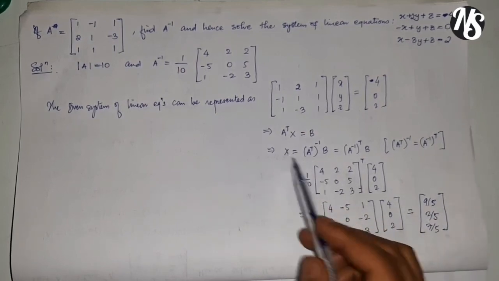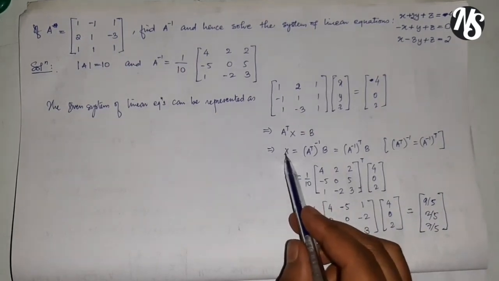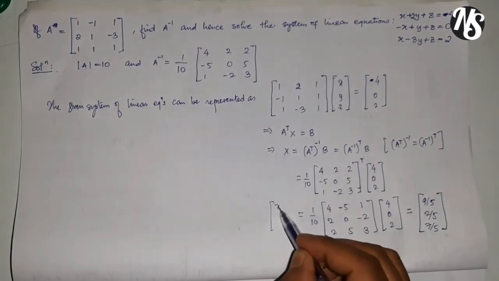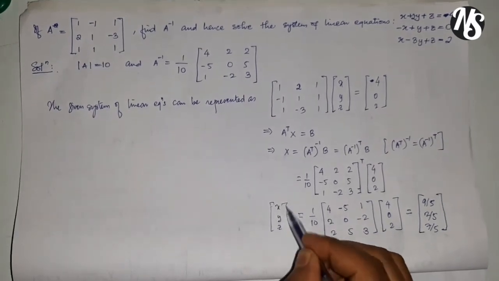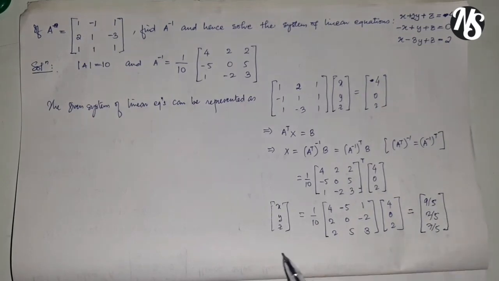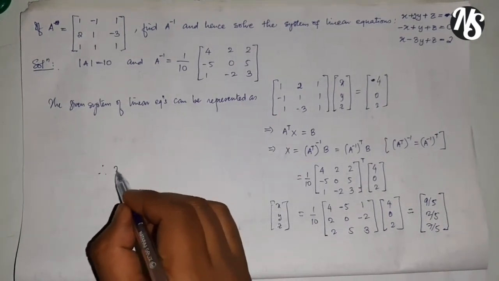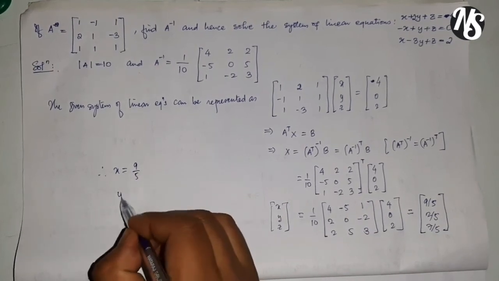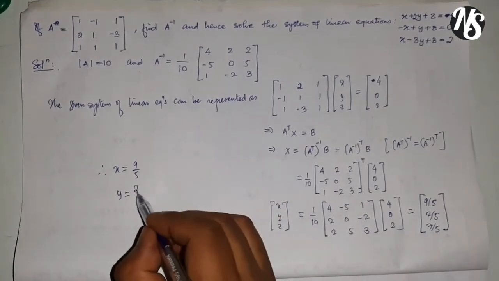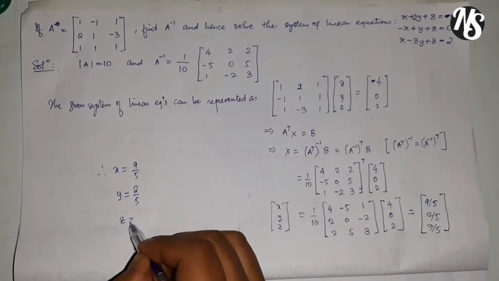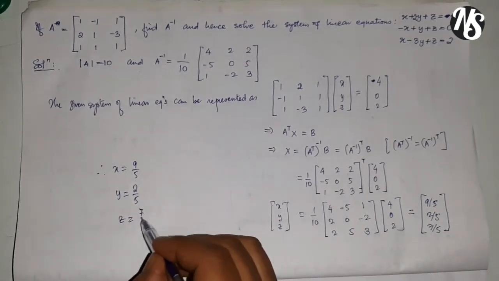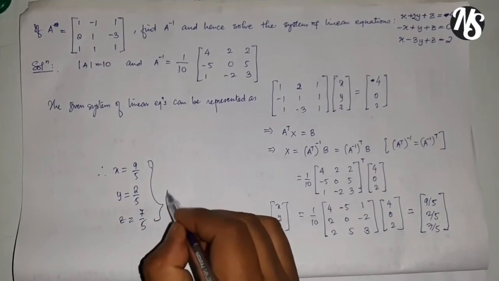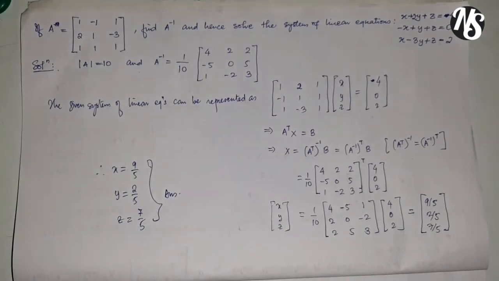That is, x is what? X is x y z, isn't it? So x y z turns out to be this much, which means that x is 9 by 5, y is 2 by 5, and z is 7 by 5. So these are my answers for this particular question.